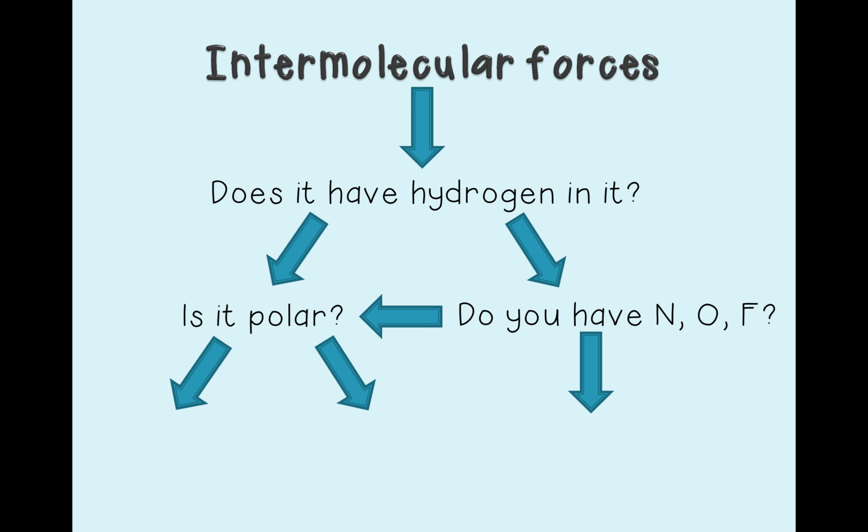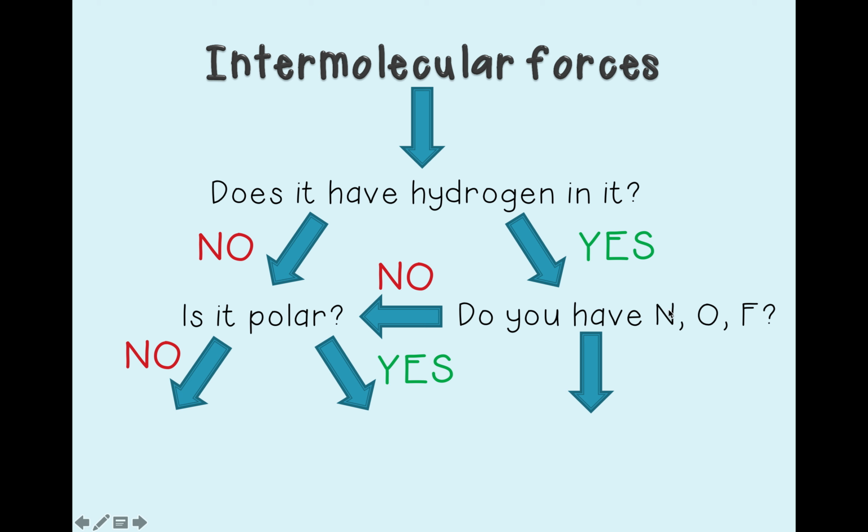As far as determining what type of intermolecular force you have, there's a few questions you want to ask yourself. So first question is, does it have hydrogen in it? And the answer is no or yes. So if it does not have hydrogen in it, then you're going to ask yourself, is it polar? No or yes. If you do have hydrogen in your molecule, but you don't have nitrogen, oxygen, or fluorine, then you're going to go back to this polar question. And if you do have one of those, then it'll lead you to a type of bond.